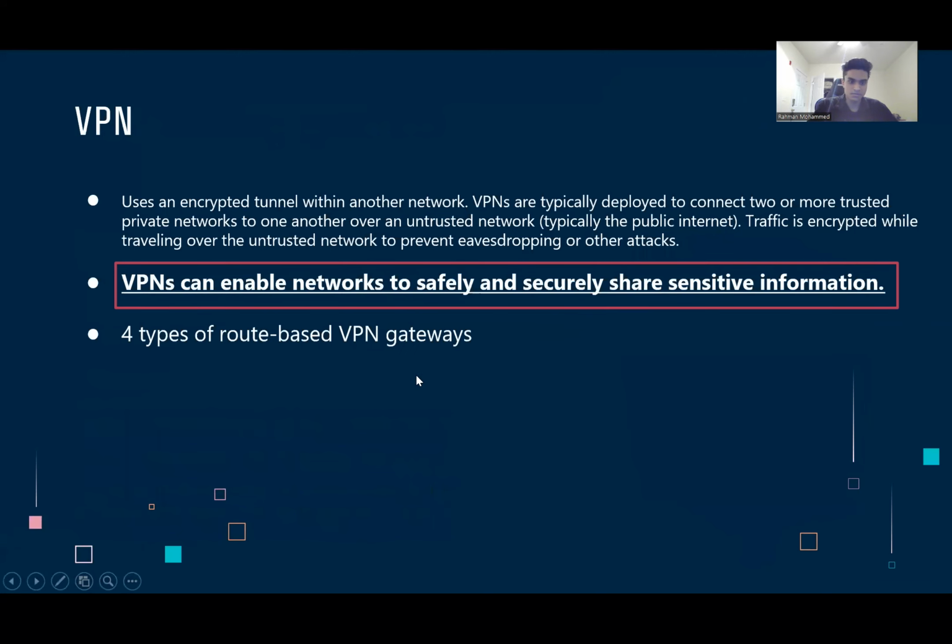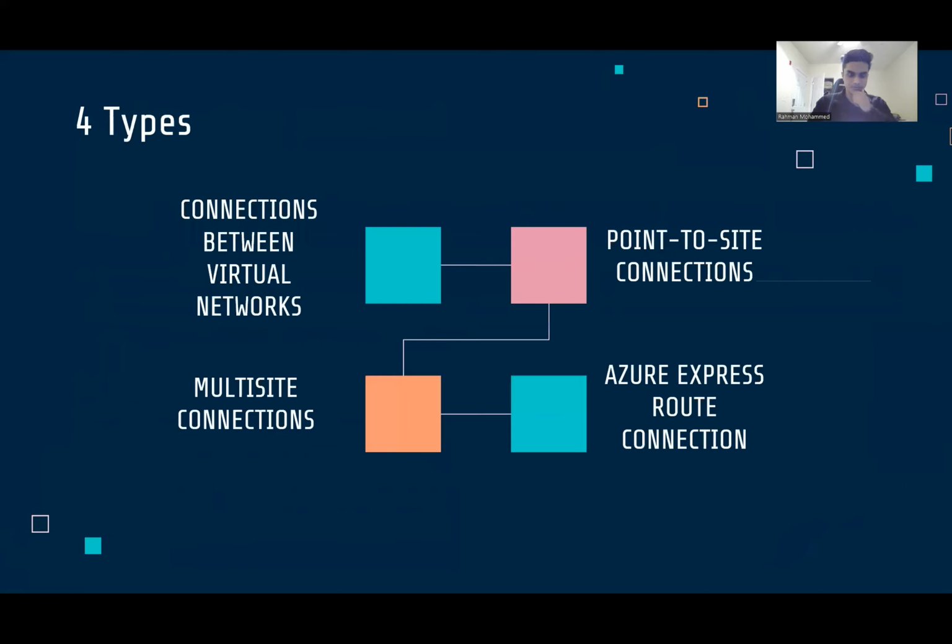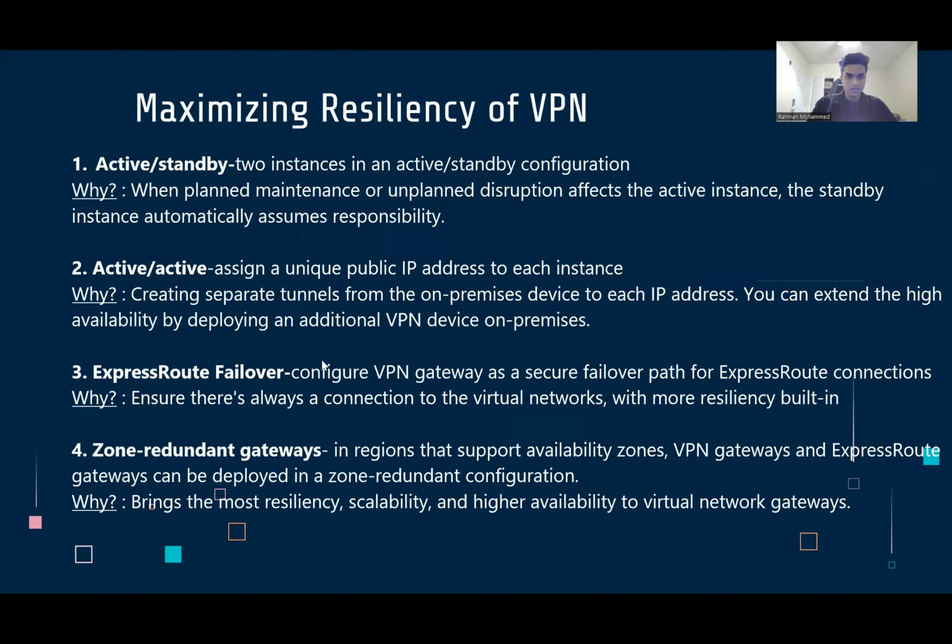And then it talks about VPNs. I give some background information on why we want to use a VPN. But all you really need to know is we're going to use VPNs to safely and securely share sensitive information. And there's 4 types of VPN gateways. You can connect between virtual networks. There's point-to-site connections, multi-site connections, and then Azure Express connection. It just talks about those, but here are the 4 gateways itself.